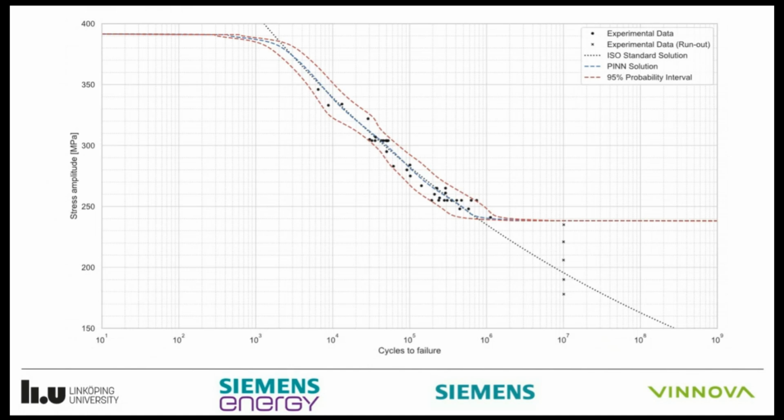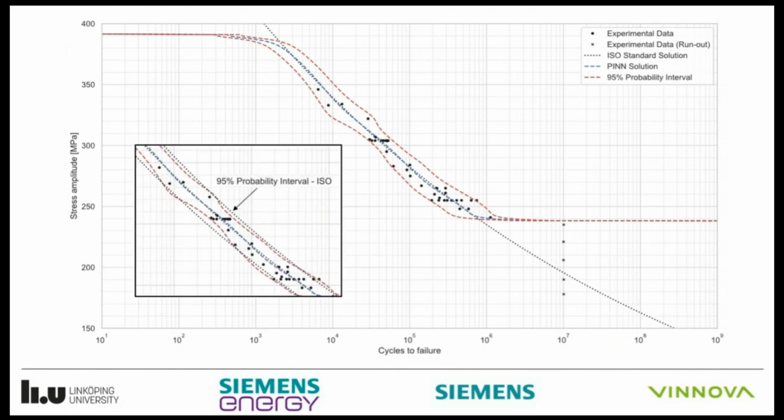So we end up with a 95% probability interval, and capturing all this scatter, we can see that we have a smaller band right over here where we have a lot of points, and then we have increased scatter where we have fewer points. So we're increasing the safety factor where we know less.